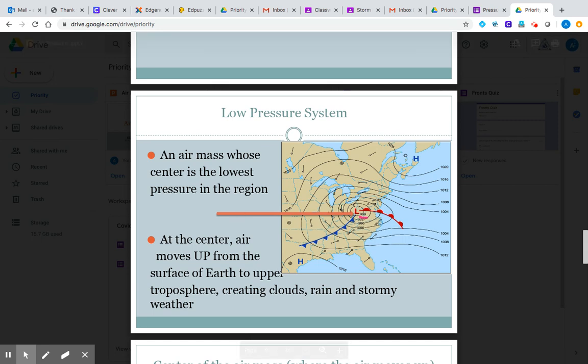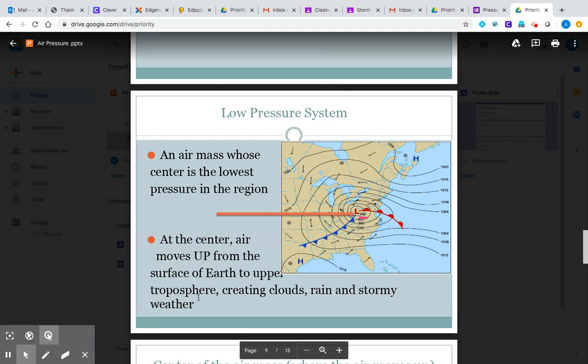Once you get to the middle of this pressure system, all of the air moves up from the surface of the Earth, and it moves up into the troposphere. Remember when we talked about how clouds form? It's generally when air moves up to the troposphere and it reaches that dew point and it starts to create clouds and it becomes rainy and stormy. So when you have a low pressure system, that is going to equal stormy, cloudy, rainy conditions.